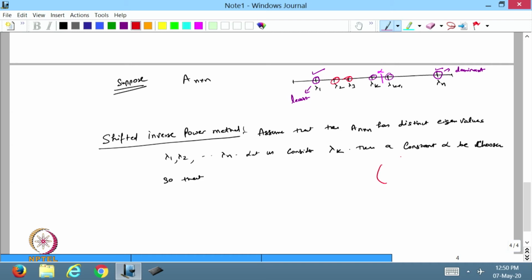let us assume that this is my lambda 1, this is my lambda 2 and up to here lambda n. Suppose I am taking the axes now, x axis and y axis. So, this quantity is the largest one, dominant, and this is the minimum. Now, we choose alpha close enough to lambda k, which is what we want to find.